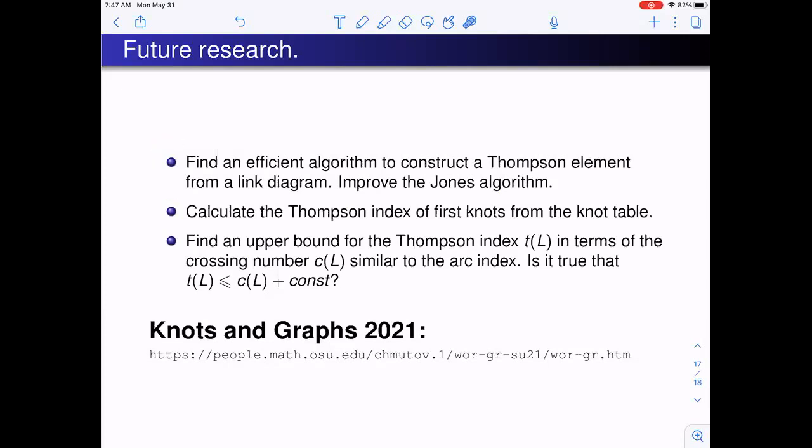Then another possibility is to figure out, for the first nodes in the table, how to calculate the Thompson index. What would be the Thompson index? And in particular, I would be glad to know, are there any bounds for the Thompson index, if I denote this little t for the Thompson index?